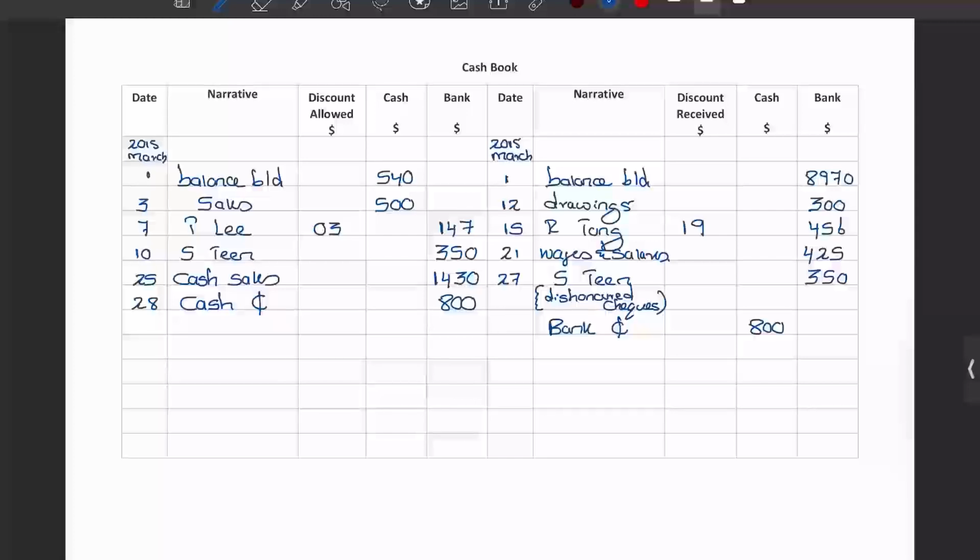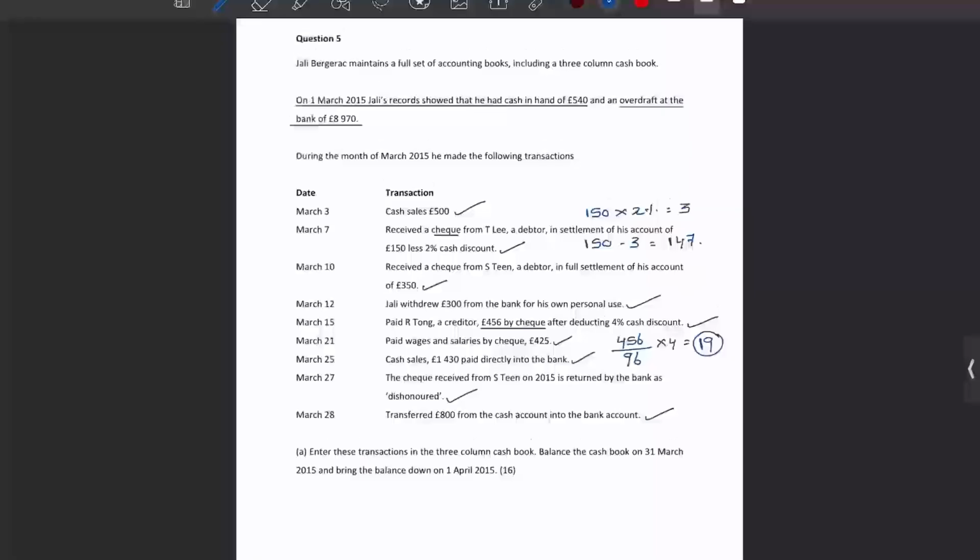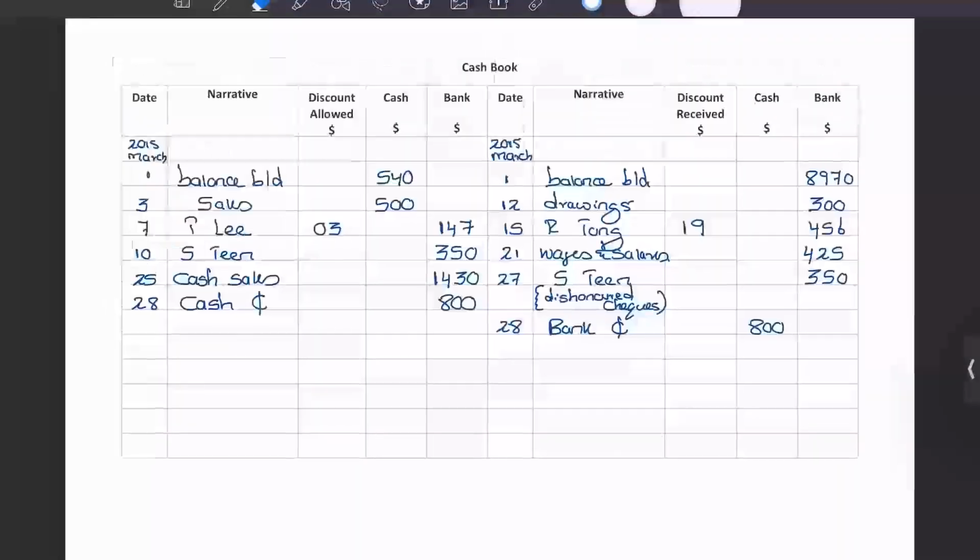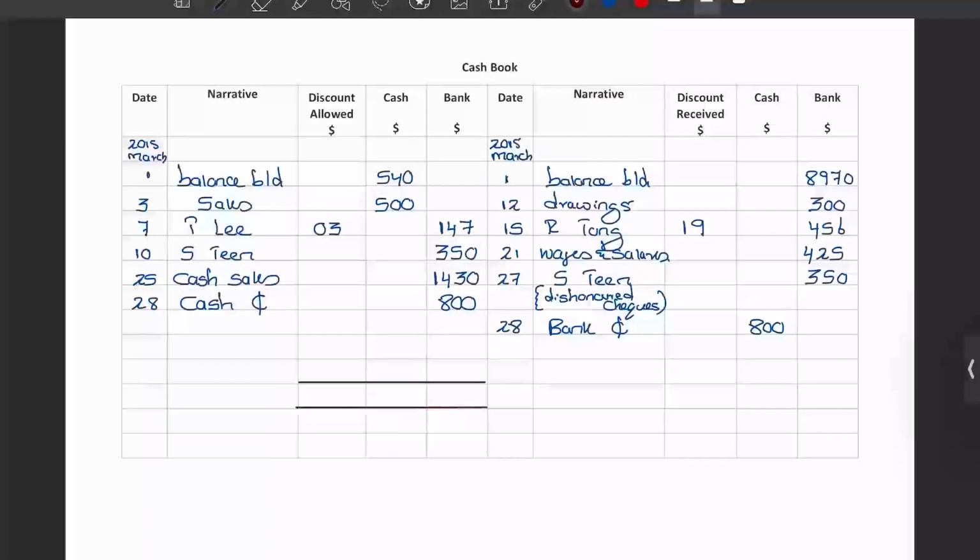And since it's affecting both cash and bank, you call it contra. March 28. No other transactions given to you. That's all. You're going to balance this account. Now let's see how to balance this account. Let's balance this.